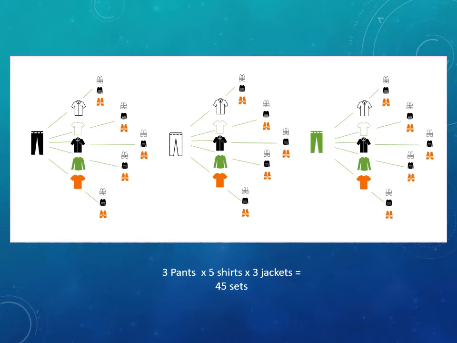So if we look at our first example where we had 3 pants, now if we create a set for every pair of pants that we have, 3 sets, each with 15 different combinations, that would give us 45 sets in total. So the way to calculate the number of combinations we would have available would be the number of items from your first option times the number of items in the second option times the number of items in your third option. So here it would be the number of pants, which is 3, times the number of shirts or tops, which is 5, times the number of jackets or coats, which is 3.